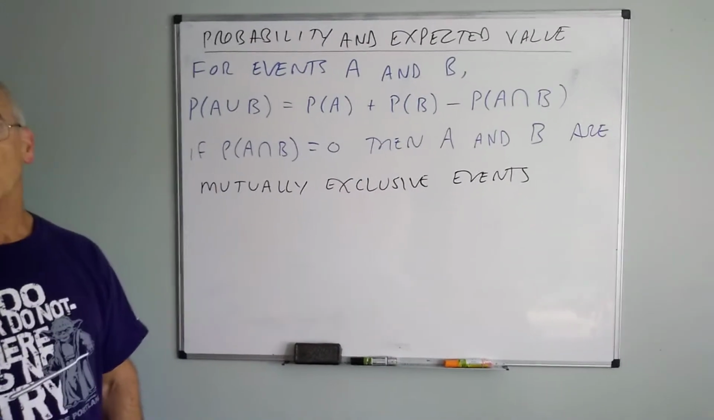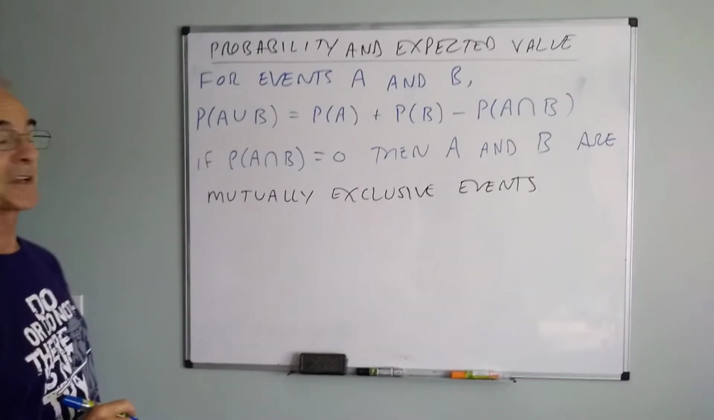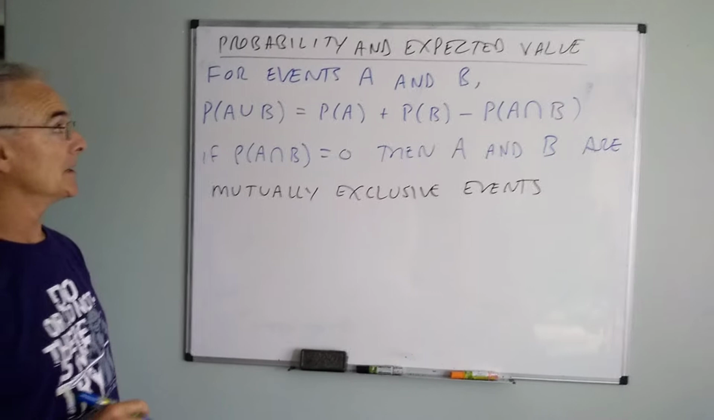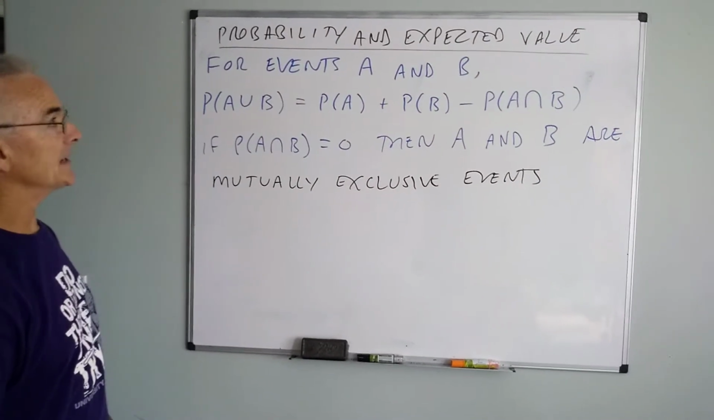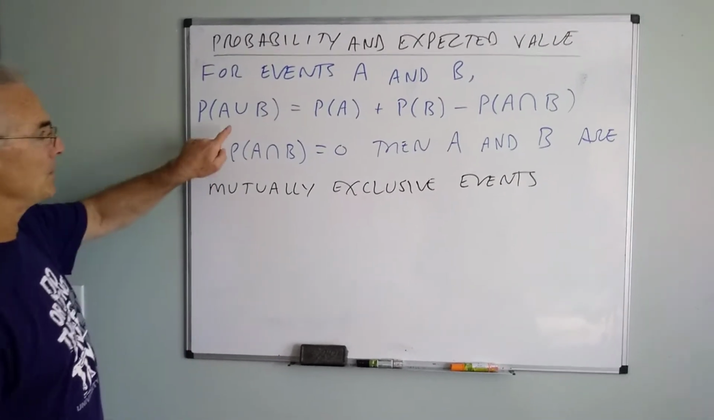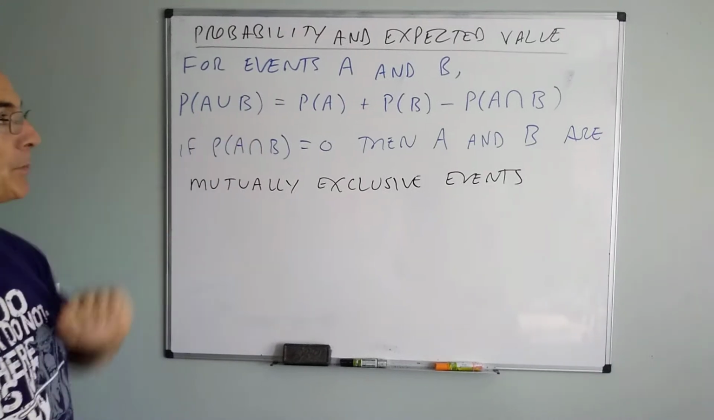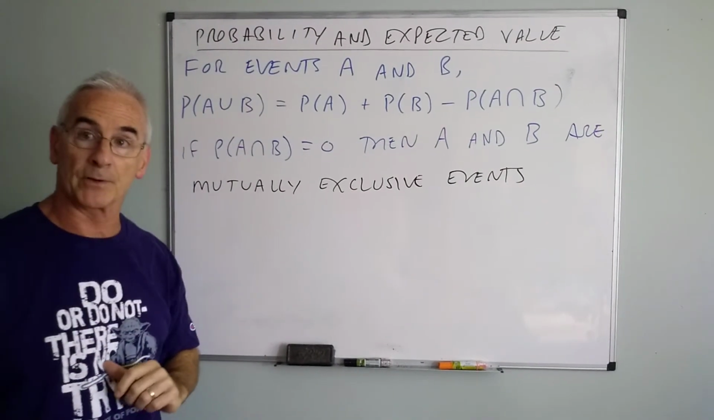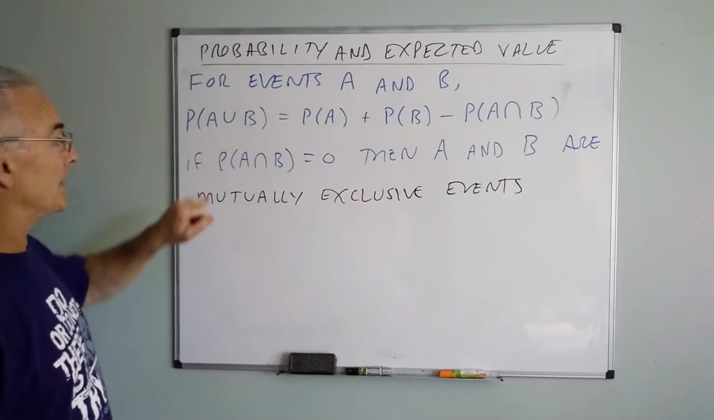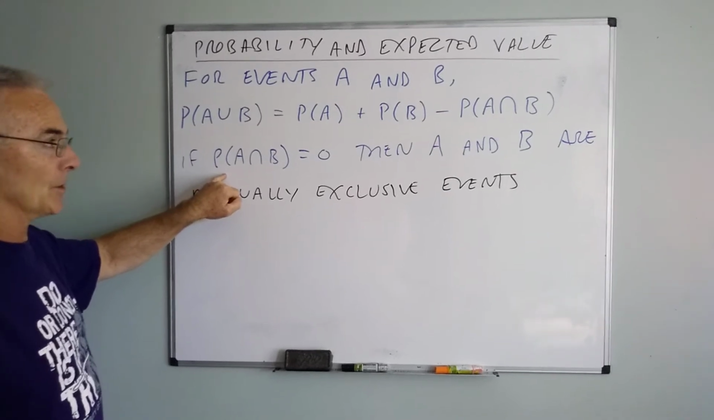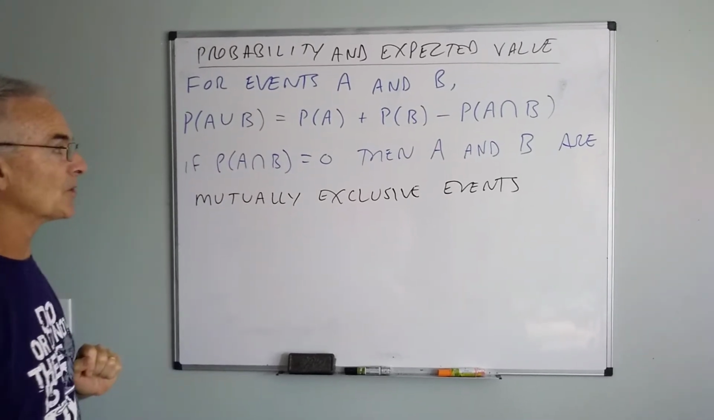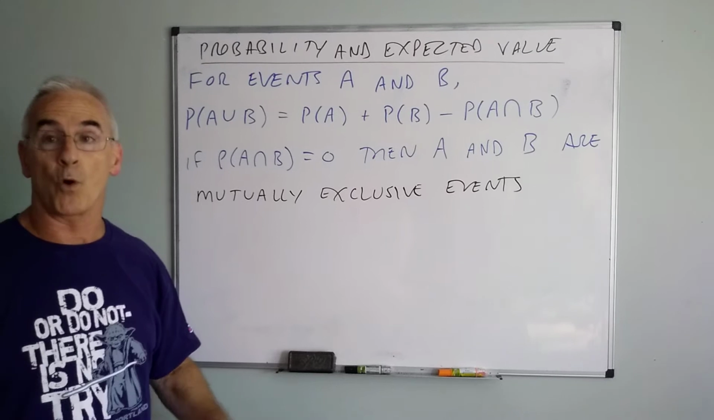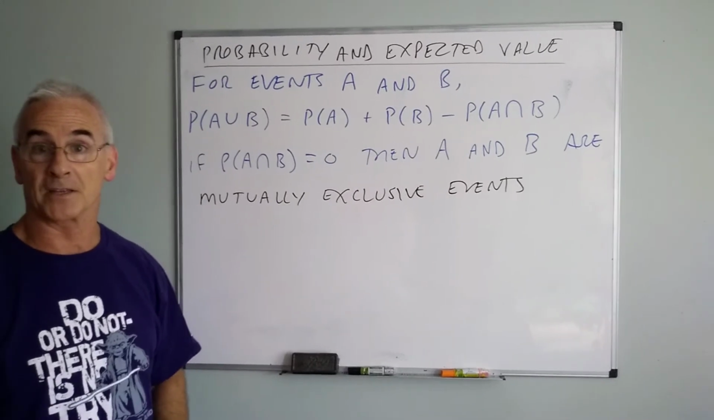Hello everyone. We wanted to find something called the expected value of an experiment. Now we already know that if I take any two events A and B, the probability of their union will be the sum of their probabilities minus the probability of their intersection. Now, if the probability of their intersection is 0, then we say the events are mutually exclusive. There's no overlap. There are no outcomes contained in both of them.